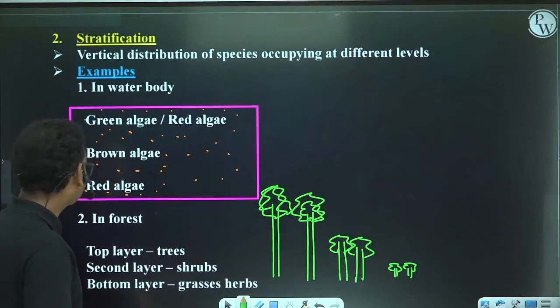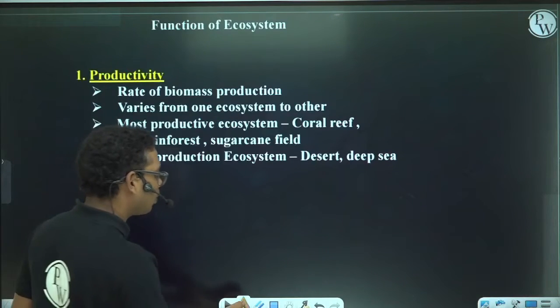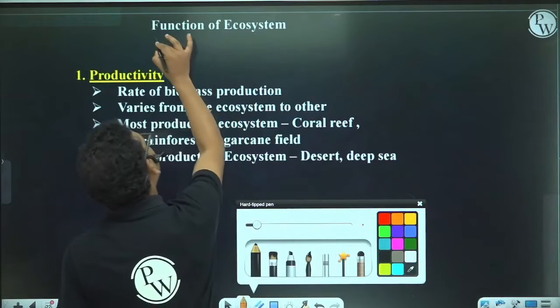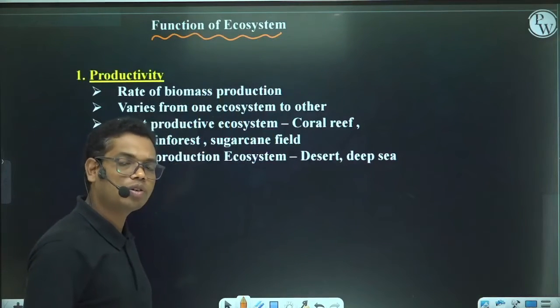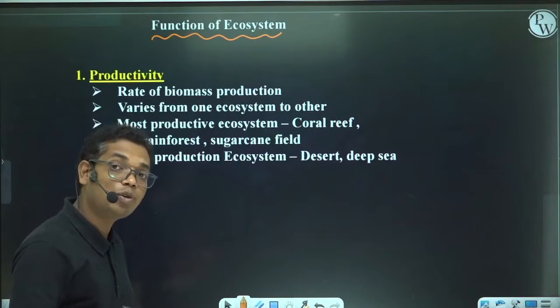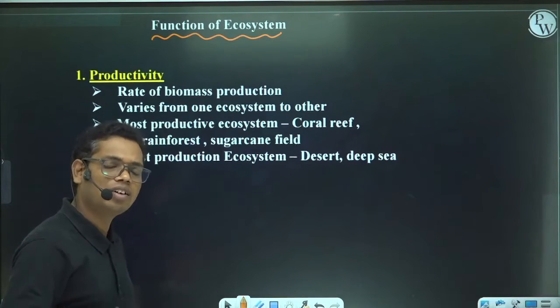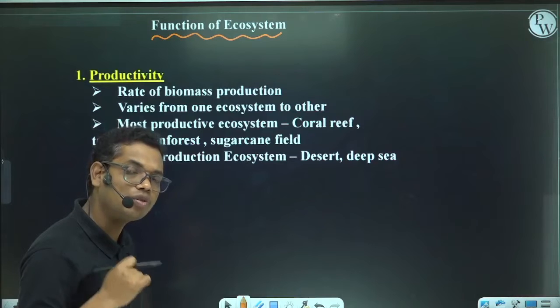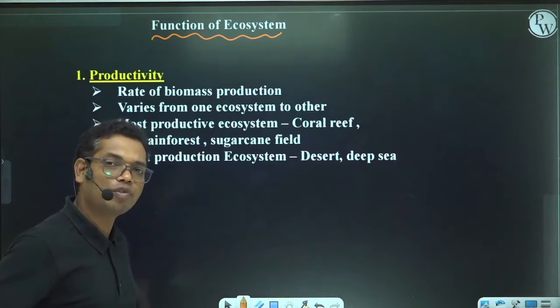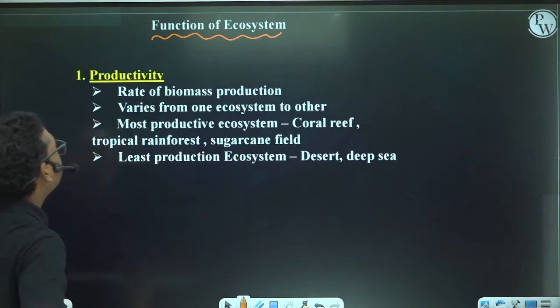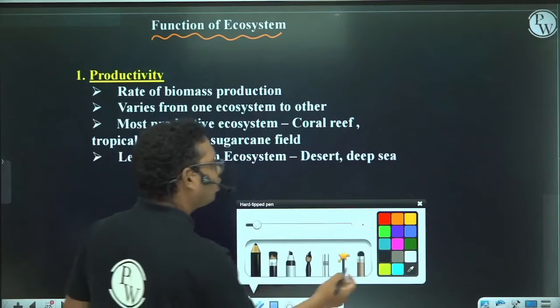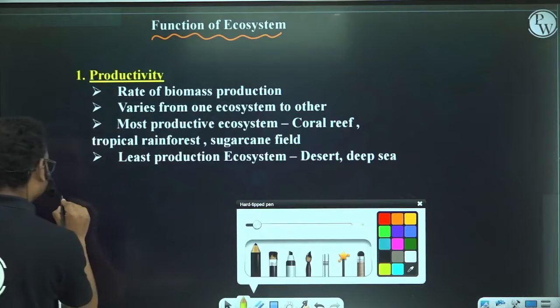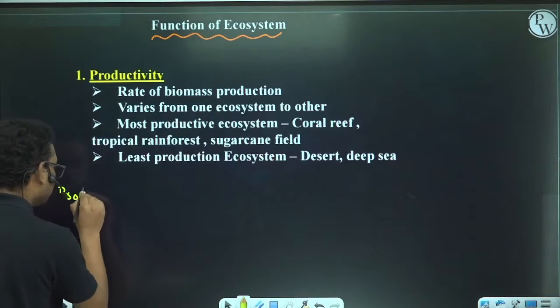Now let us talk about the functional aspect of ecosystem. The functional aspect of ecosystem includes productivity, decomposition, energy flow, and nutrient cycling. These are the four functional aspects of ecosystem. So what do you mean by productivity? Before understanding productivity, you should know what is production.